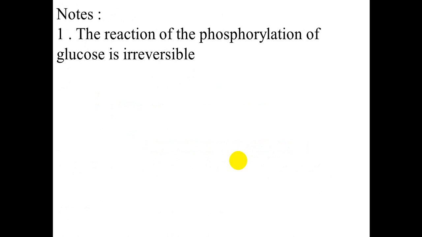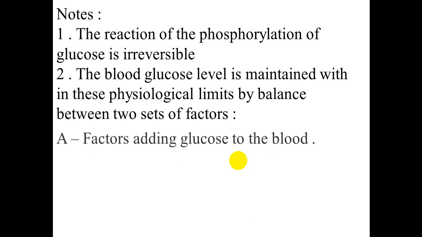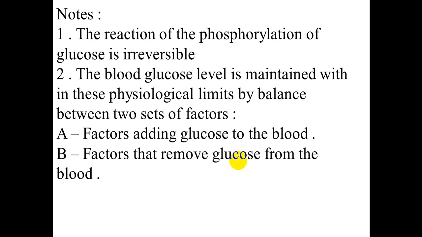Note, the reaction of phosphorylation of glucose is irreversible because the energy in glucose and ATP is higher than the energy in glucose 6-phosphate. So there is loss of energy and the reaction goes forward only. The blood glucose level is maintained within physiological limits by a balance between two factors: factors that add glucose to the blood, and factors that remove glucose from the blood.